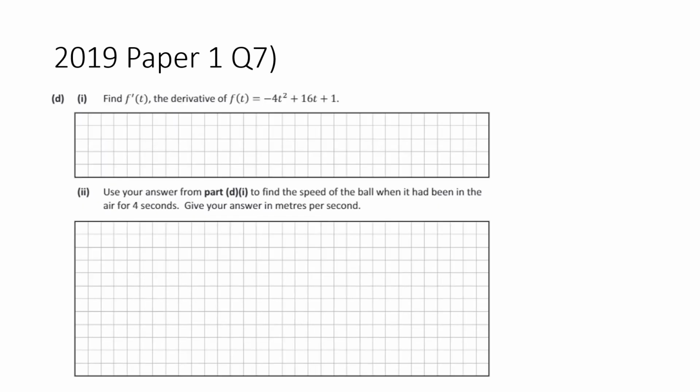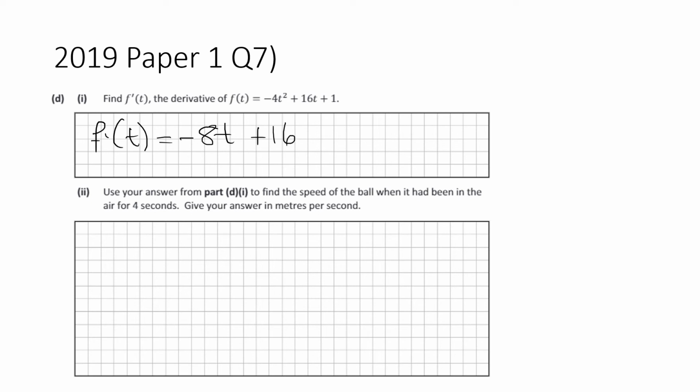For part D, you're asked to find the first derivative, so the f dash of t. For this question, you take the power of 2, bring it in front, and multiply by minus 4, which becomes minus 8t. Plus 16t just becomes plus 16, and plus 1 becomes 0.